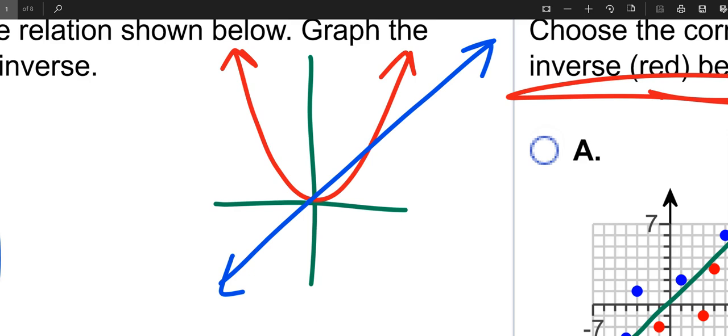You did, okay, that's not a reflection across that line. You did a reflection across the x-axis. So we want a reflection across that line.